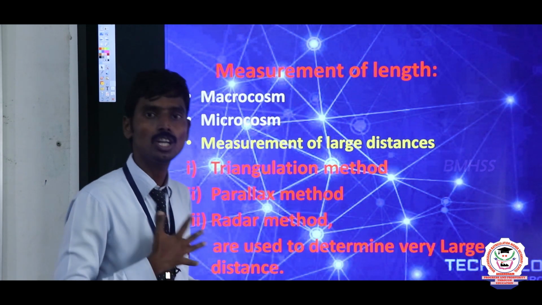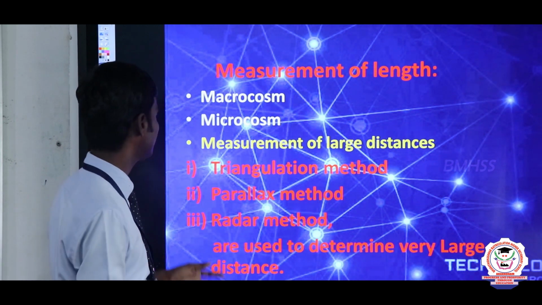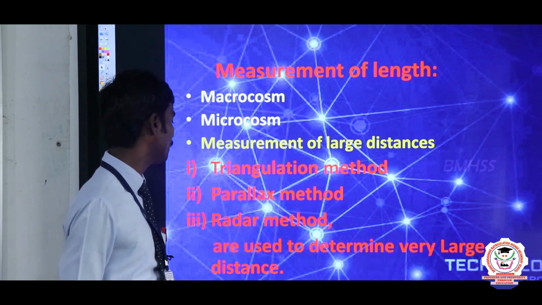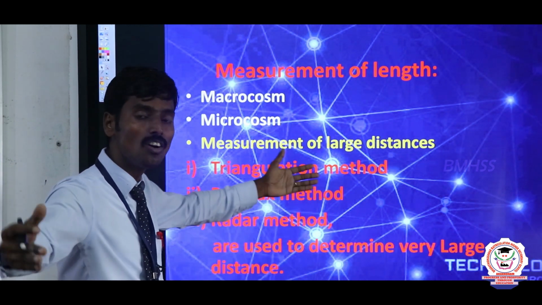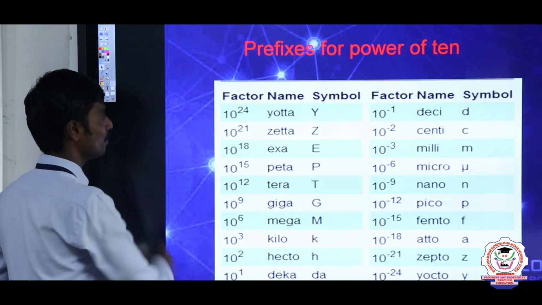At this time, three special methods are adopted here. The first one is the triangulation method, the next one is the parallax method, and the last one is the radar method. They are used to determine very large distances. See, the first one is the triangulation method.